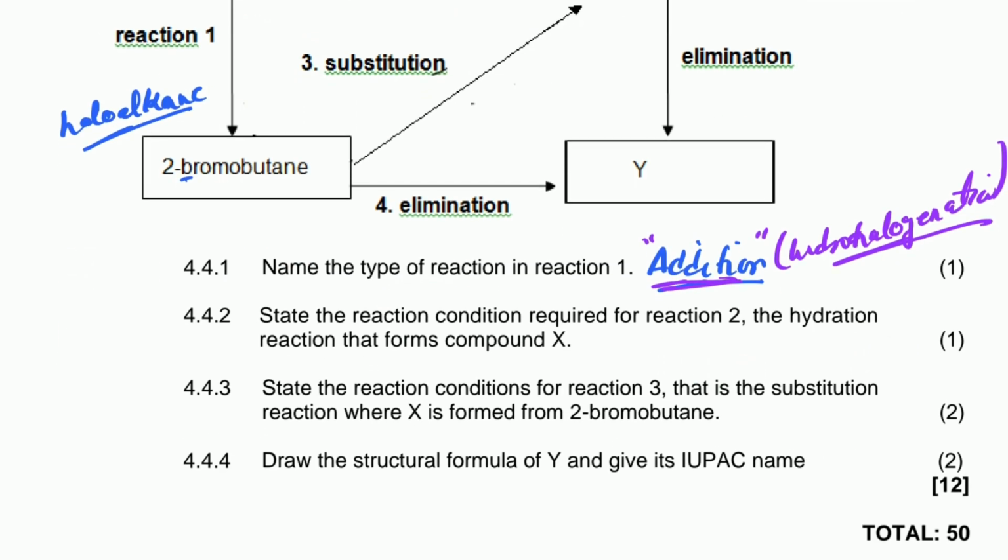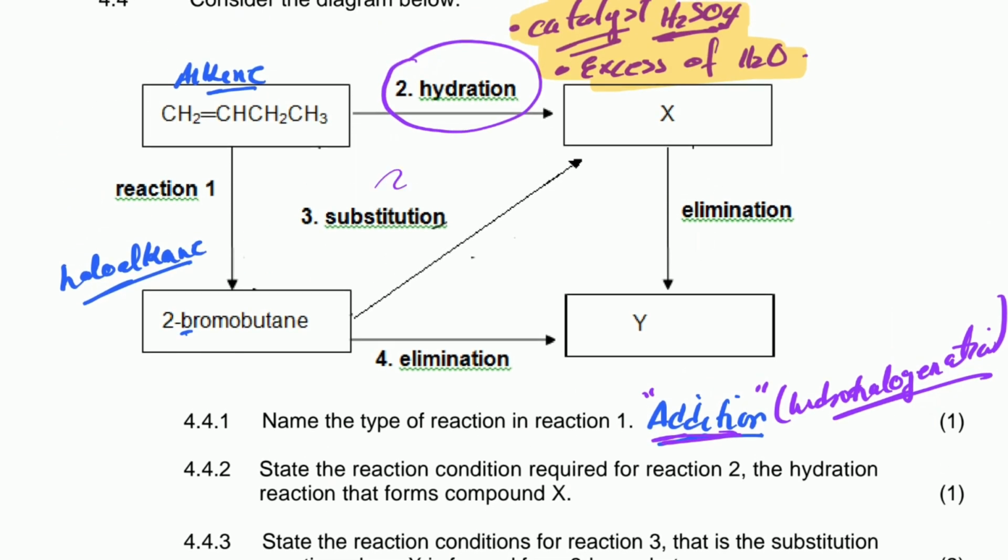State the reaction condition for reaction 3. We're almost done here. That is the substitution reaction where X is formed from 2-bromobutane. So now we are going to this reaction here. They're telling you substitution from 2-bromobutane. Alright, now what was going to be here? Here was an alcohol. The hydration of an alkene will give you alcohol, guys. So now you are going in reaction 3 from haloalkane to alcohols. And in that reaction, you need dilute solution of a strong base. So I am going to write it here down.